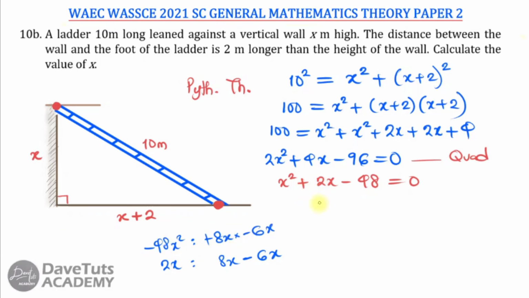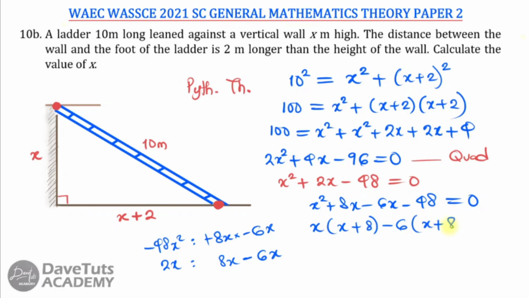and we can make use of that to solve this equation to say we have it as x squared plus 8x minus 6x minus 48 is equal to 0. Such that in the first two terms, x is common, so we have x plus 8. Then in the second term, minus 6 is common, so we have x plus 8 again.